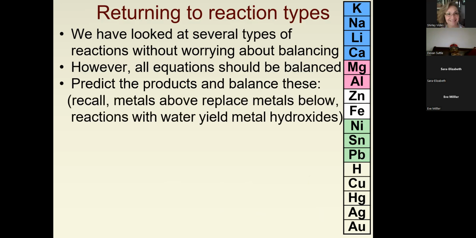Like in this case, when I look at it, I see iron and copper 2 sulfate, and I know what it's going to make, because that iron, if you look over here on the right, iron is right there where I'm pointing. I don't know if you can see that.